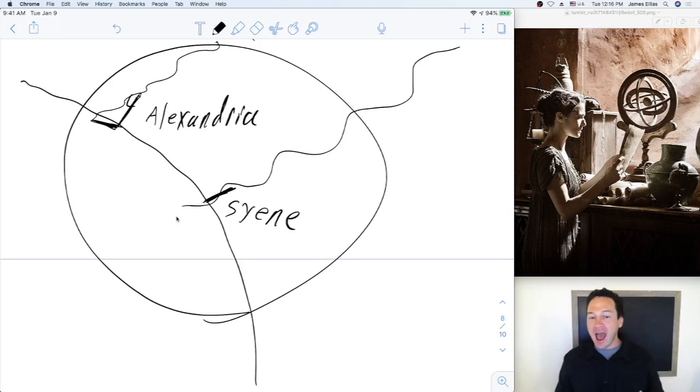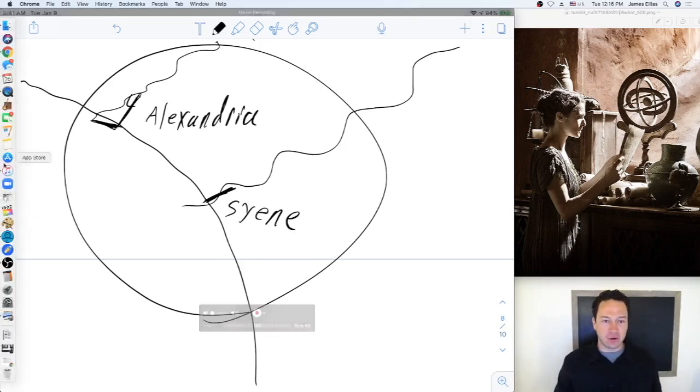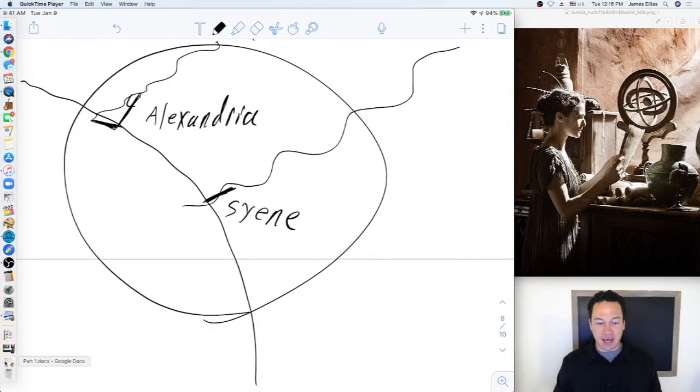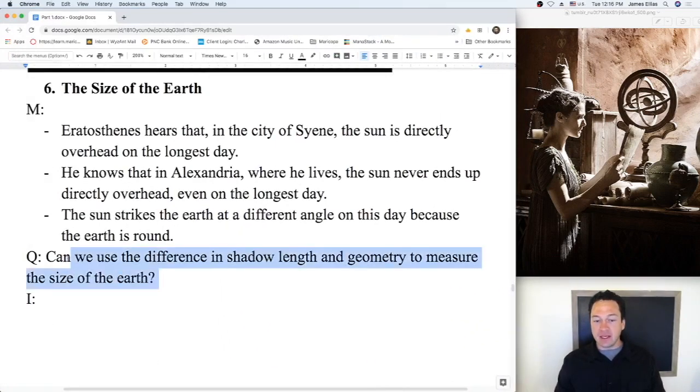And so he asks the question. What's the question he asks? Let's check. Oops, I've minimized everything. He asks the question, can we use the difference in shadow length between Alexandria and Syene and geometry to measure the size of the entire Earth? The answer ends up being yes. Here's how he achieves it.